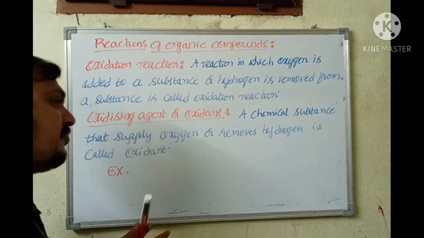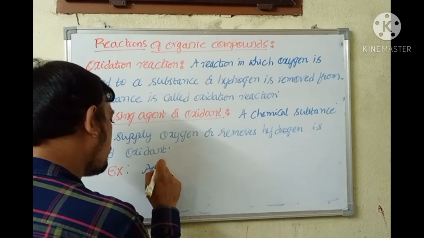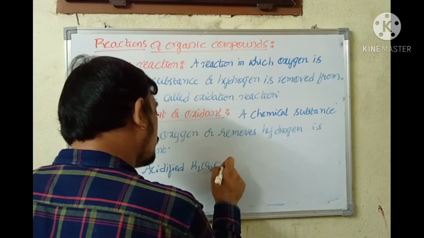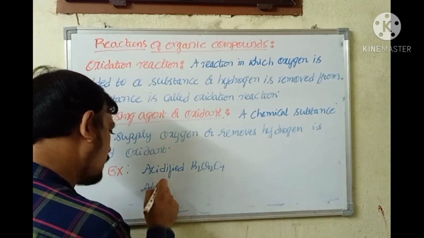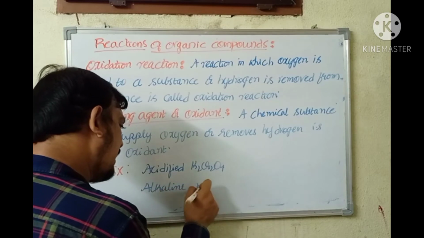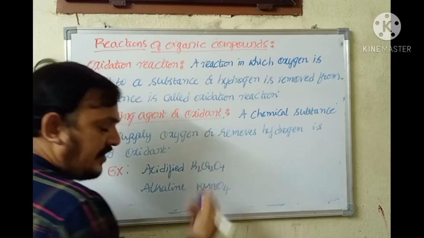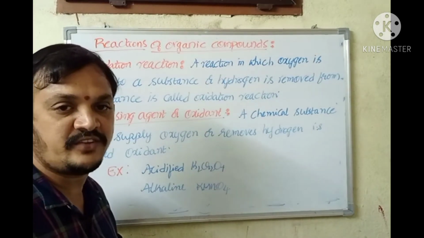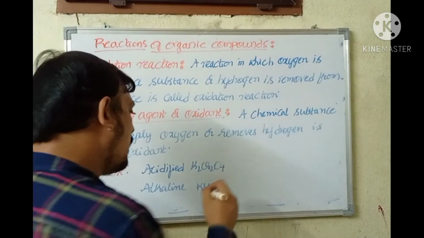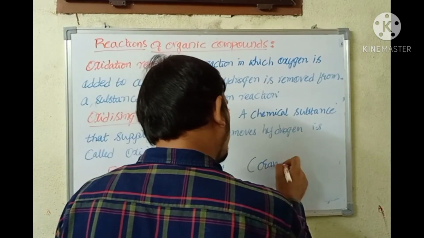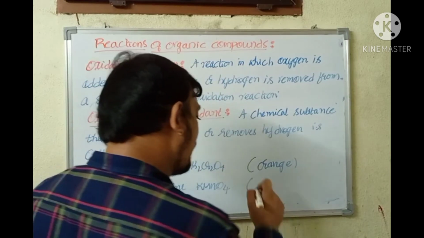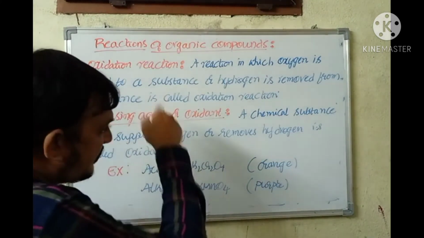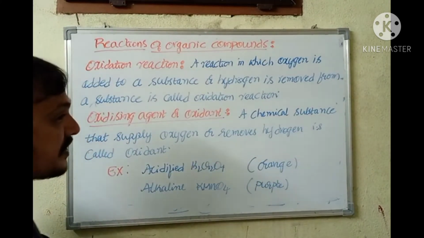In organic oxidation reactions, we use acidified K2Cr2O7 or alkaline KMnO4. Acidified potassium dichromate or alkaline potassium permanganate are used as common oxidizing agents in organic reactions. Acidified potassium dichromate solution is orange in color and alkaline potassium permanganate solution is purple in color. These can be used as oxidizing agents in organic oxidation reactions.